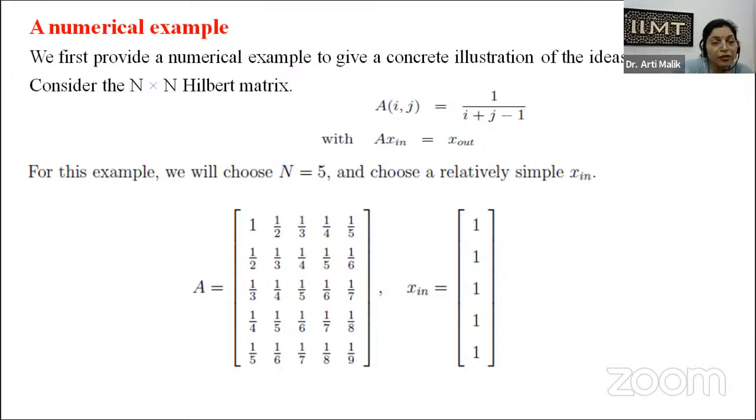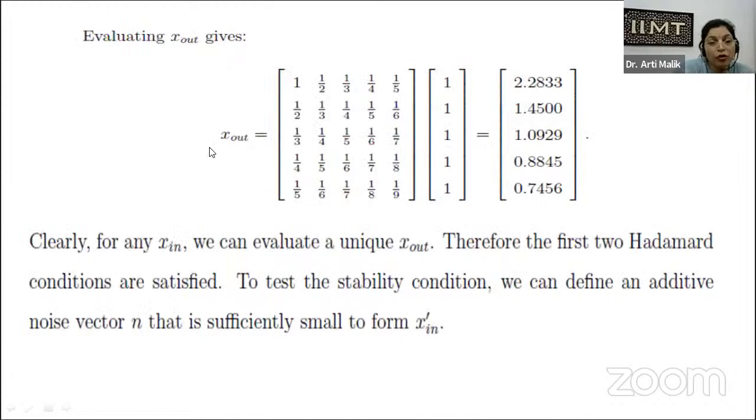For this example, we choose a matrix of n equal to 5 and choose a relatively simple input x. The matrix A is this and input x is this. Then we will get the output y, and output y will be in the following form. Clearly, for any input x, we can evaluate the unique output y. Therefore, the first two Hadamard conditions are satisfied.